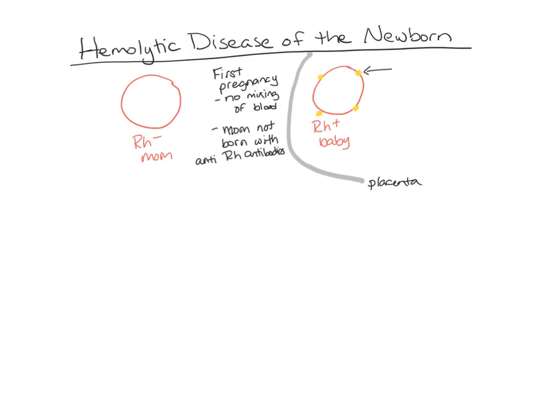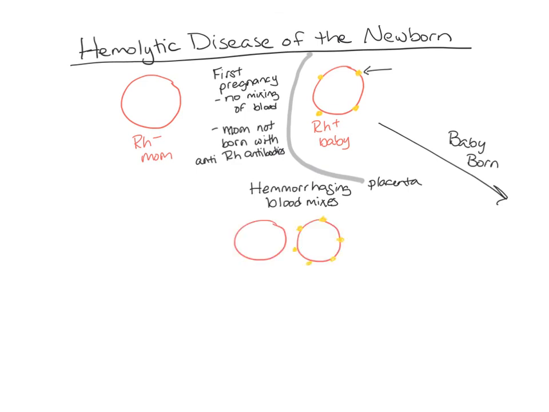So mom is Rh negative, and her blood isn't carrying the anti-Rh antibodies if she hasn't already been exposed to the Rh antigen. Then the baby is born, and during the birth process, the mom's blood and the baby's blood mix together, so the Rh negative blood of mom mixes with the Rh positive blood of baby. This sensitizes the mom's blood, and the mom then starts developing antibodies against the Rh antigens.